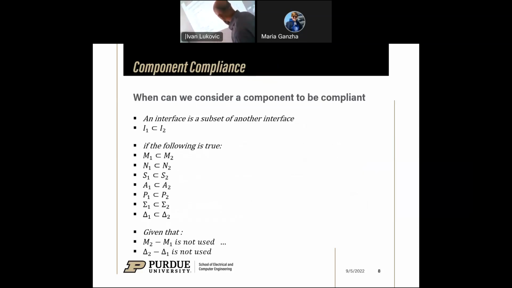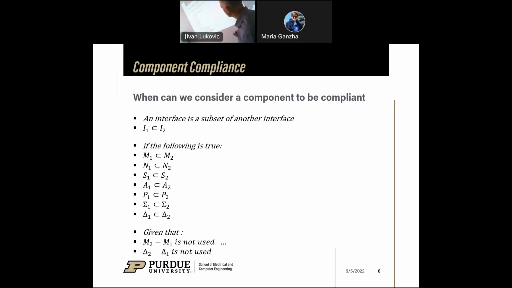So here I'm coming up with some definitions of how to make a component compliant. If I have a component with interface I1 and another with interface I2, and the interface I1 is a subset of I2, then all these other subsets here, like the outgoing messages, all have to match. And given that what is added in I2 is not used, we can say I could use this component. But if something is used from the component that is a superset, then I cannot say that this component is compliant. This is just a formal way to describe what it means.